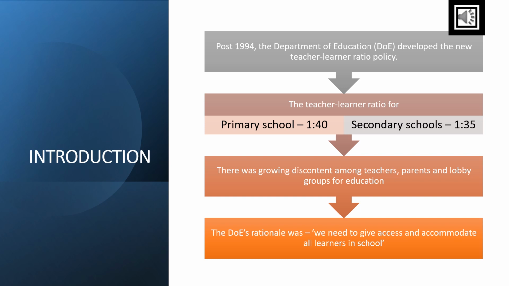As a result of the increased number of learners in each classroom, there was growing discontent among teachers, parents, and lobby groups for education. According to the Department of Education, its rationale was, we need to give access and accommodate all learners in our schools. The department was fastidious in its view that every learner should be accommodated in every school.